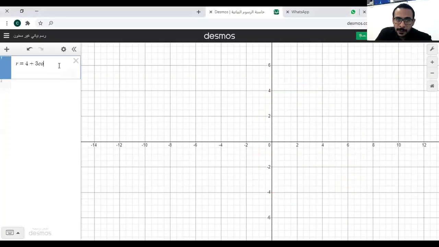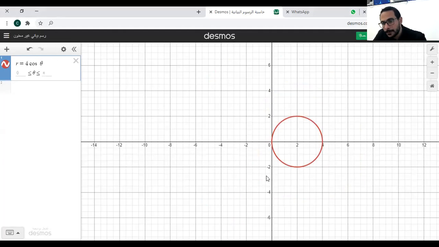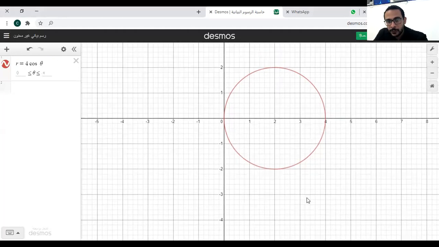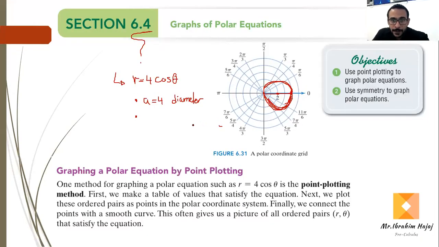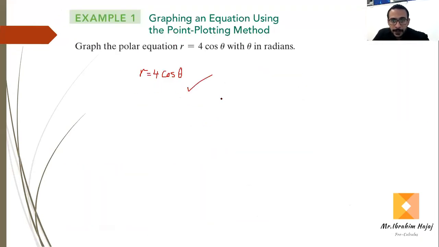Using the Desmos graphing calculator, my equation is r equals 4 cosine theta. Yes, it's here. Do you see my screen? This is the Desmos graphing calculator. How to graph 4 cosine theta? It gives us the answer directly. Yes, here's the answer. We did it. Any question?